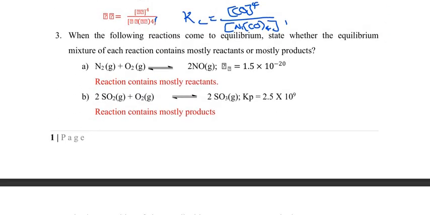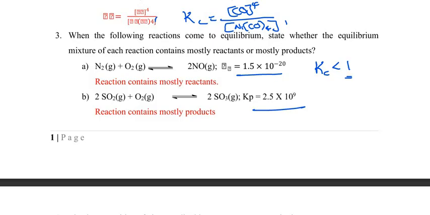So look at number 3. They are saying when the following reactions come to equilibrium, state whether the equilibrium mixture of each reaction contains mostly reactants or products. So you look at the value of the Kc or the Kp. The value here is less than 1 because of the power. You see that, right? So if the value of Kc is less than 1, it simply means that we're having the reverse reaction, right? So we're supporting reactants, meaning we're going to have more reactants than products in this case where Kc is less than 1.